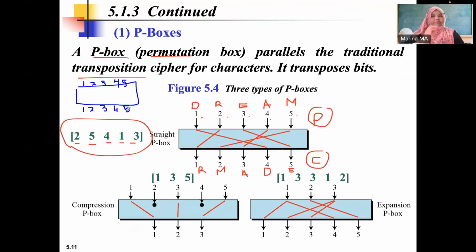So what we do is, okay, I'm nervous. Look, the red one, the first position in the ciphertext comes from here. The way you go is from cipher to plain text. So second position comes from 5. Third position comes from 4. Fourth position comes from 1. Fifth position comes from 3. So it's the same.